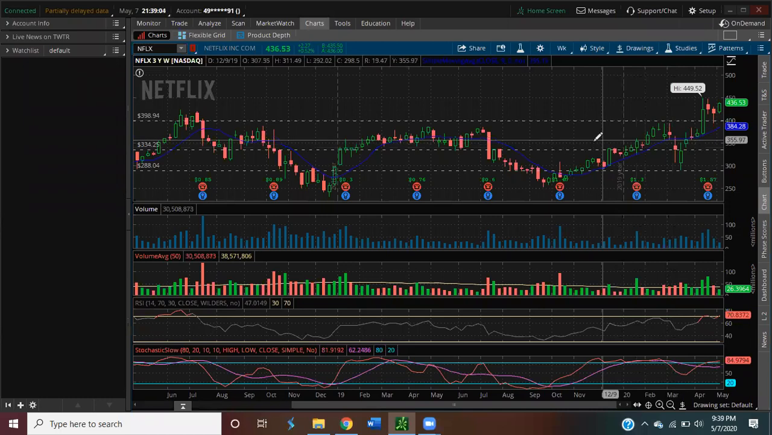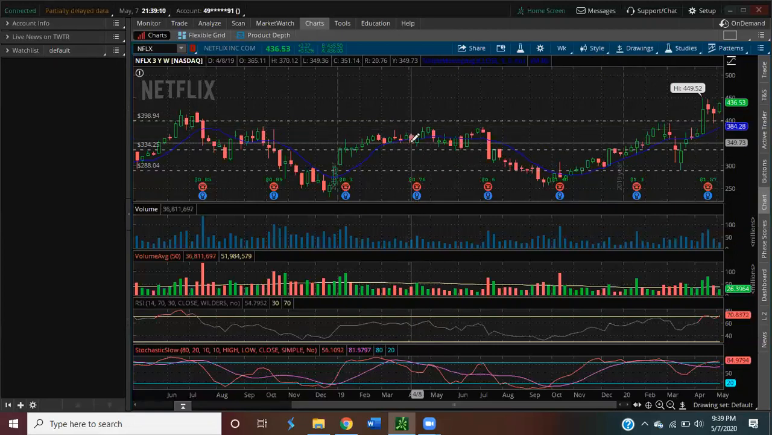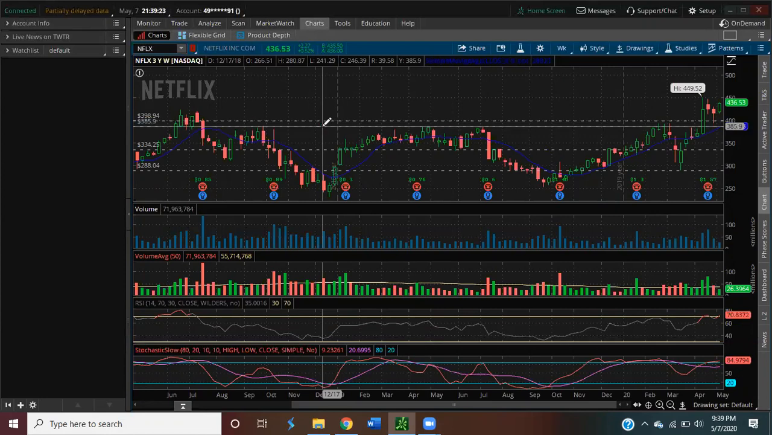So wherever you plot these lines, they're gonna hold true, depending on what time frame you do it on. And also the longer amount of time that something holds a certain area, the stronger it is as well. So I see a little resistance right here as well, at 385. Now take a look at this resistance at 385.